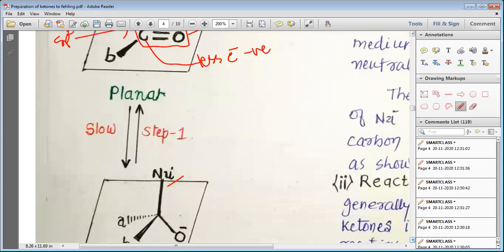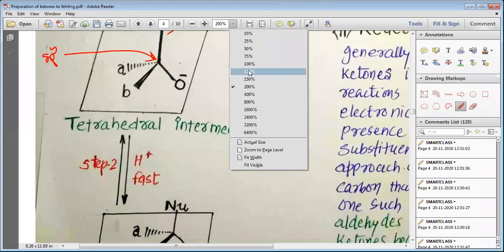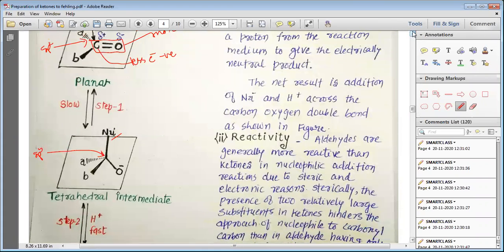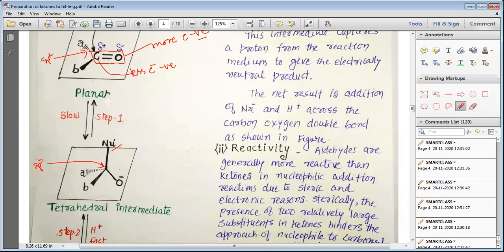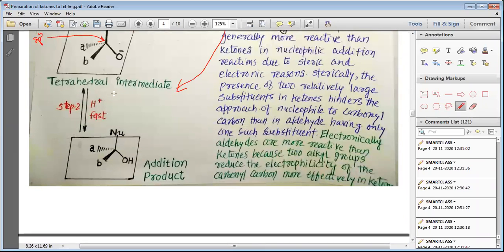simply turns into a tetrahedral sp3 hybridized carbon. You can see that this was the planar structure which turned out to be tetrahedral, because the hybridization has changed and the nucleophile combined with the carbon. Then, in the second step, H plus is available, which combines with the oxygen and gives us the addition product.